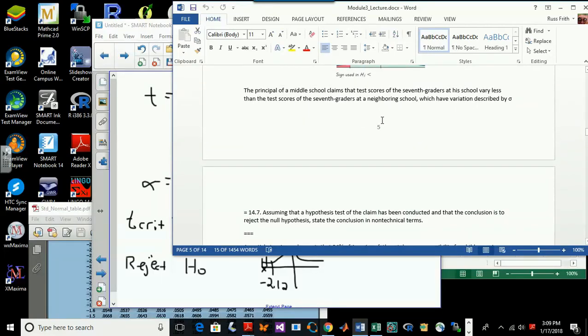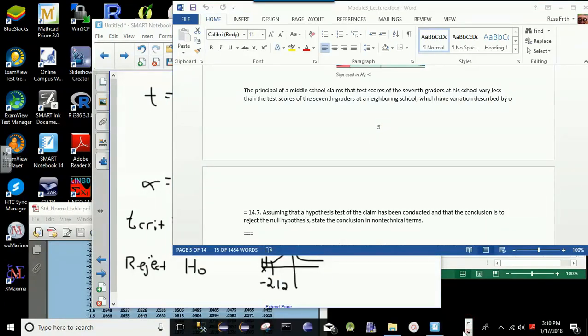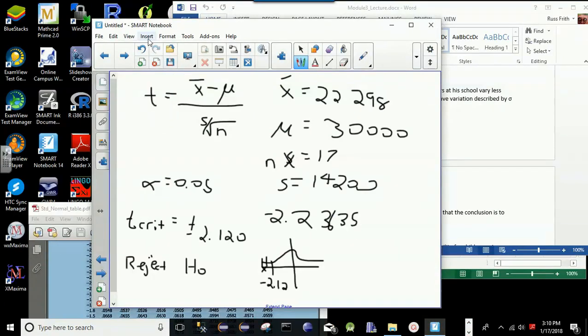The principal of a middle school claims that test scores of 7th graders at his school vary less than the test scores of the 7th graders at a neighboring school, which have variation described by sigma equal to 14.7. Assuming the hypothesis test of the claim has been conducted and the conclusion is to reject the null hypothesis, state the conclusion in non-technical terms. To answer this kind of question, write out your null and alternate hypotheses.